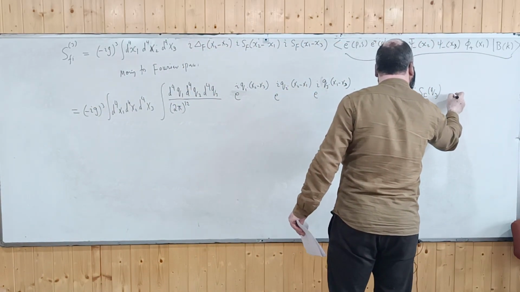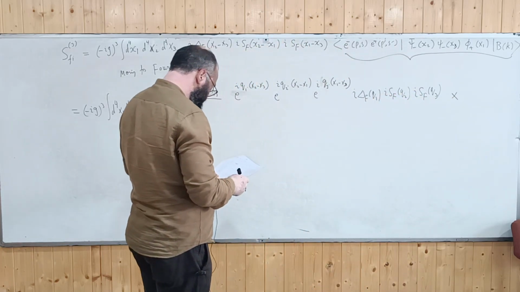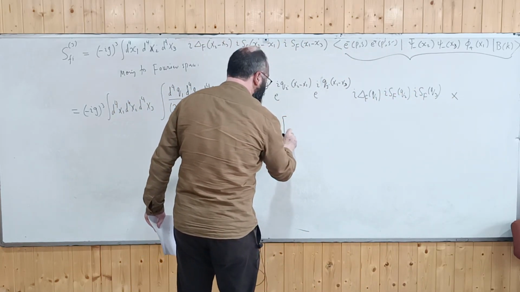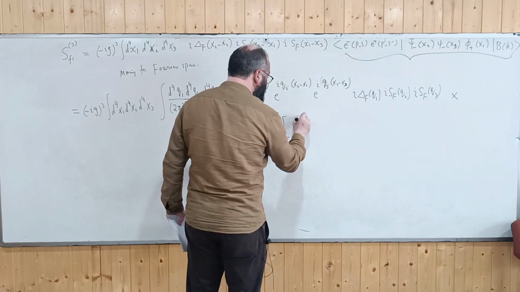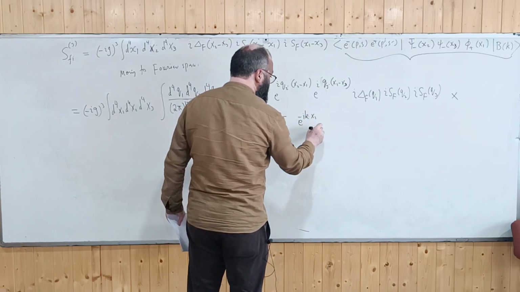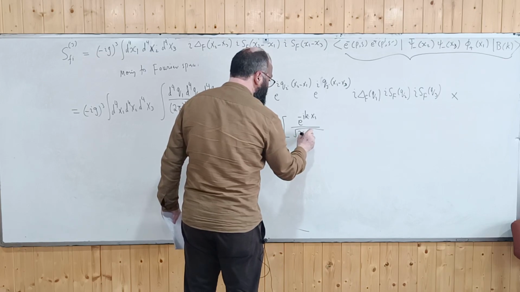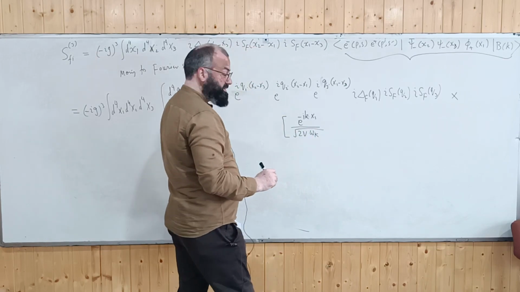Okay, so now what is the value of this very factor? Anybody? Just tell me. So let me write the value of that very factor. The initial state is e raised to minus i k dot x1 divided by root of 2 V omega_k. Clear?